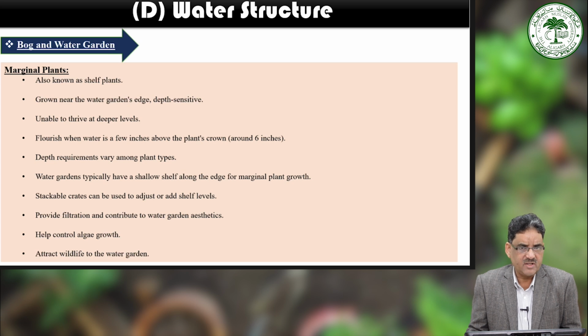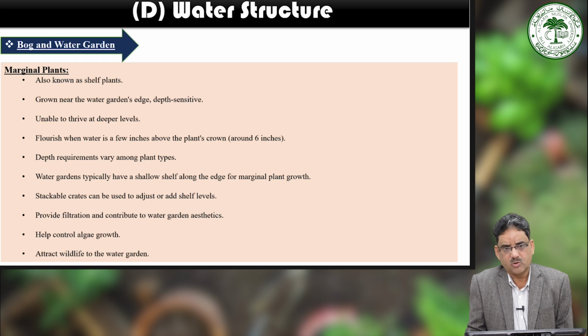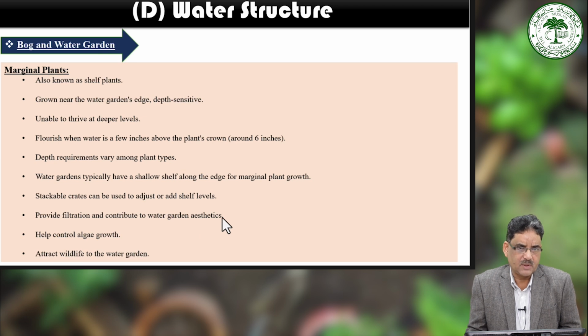Water gardens often incorporate a shallow shelf along the edge, especially for the growth of marginal plants, and stackable crates can be employed to adjust or add shelf level as needed. Besides their aesthetic contribution, the marginal plants play a crucial role in water filtration, help to control the growth of algae and attract wildlife to the water gardens.